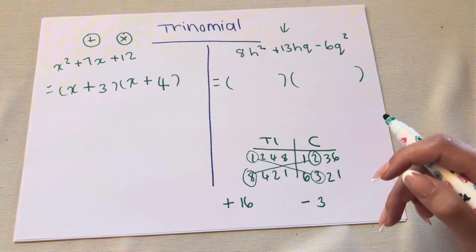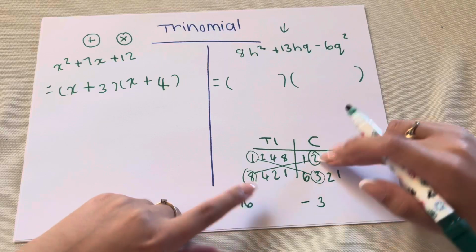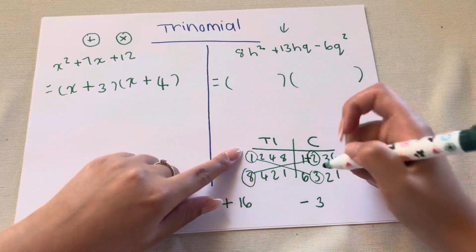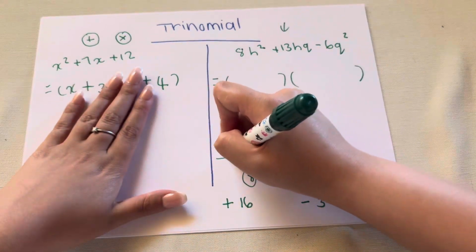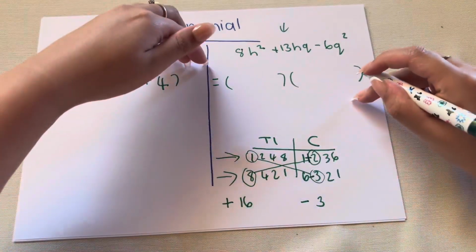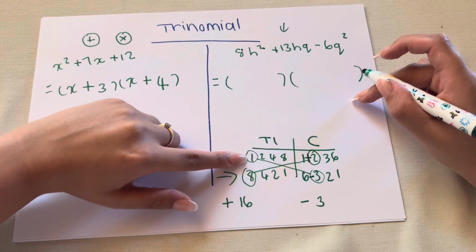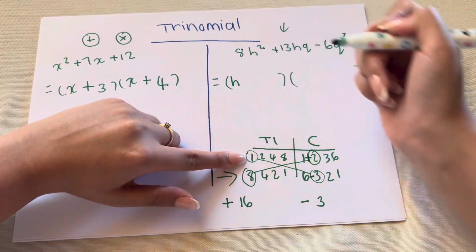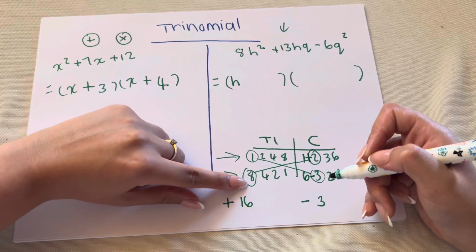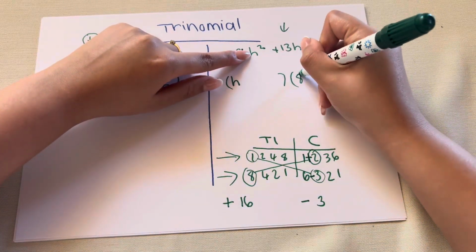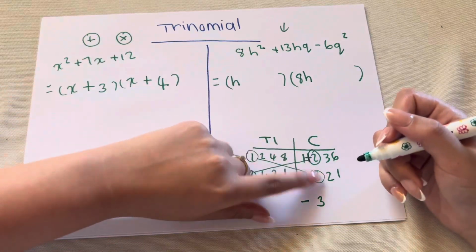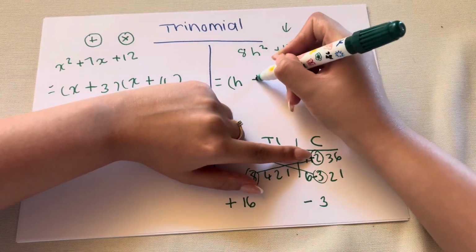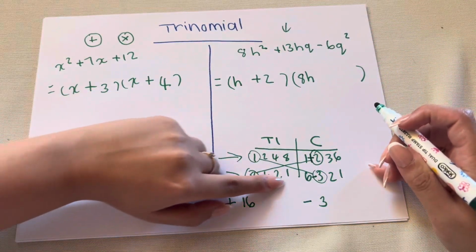And then we bring the signs back. The positive 16 came from this pair. Put that positive in. And the negative came from this pair. And now you've got to read this horizontally into the bracket. Okay? So this is going to be 1h. And this one is going to be 8h. And now for the constants, so the 1h goes with the plus 2, and the 8h goes with the minus 3.